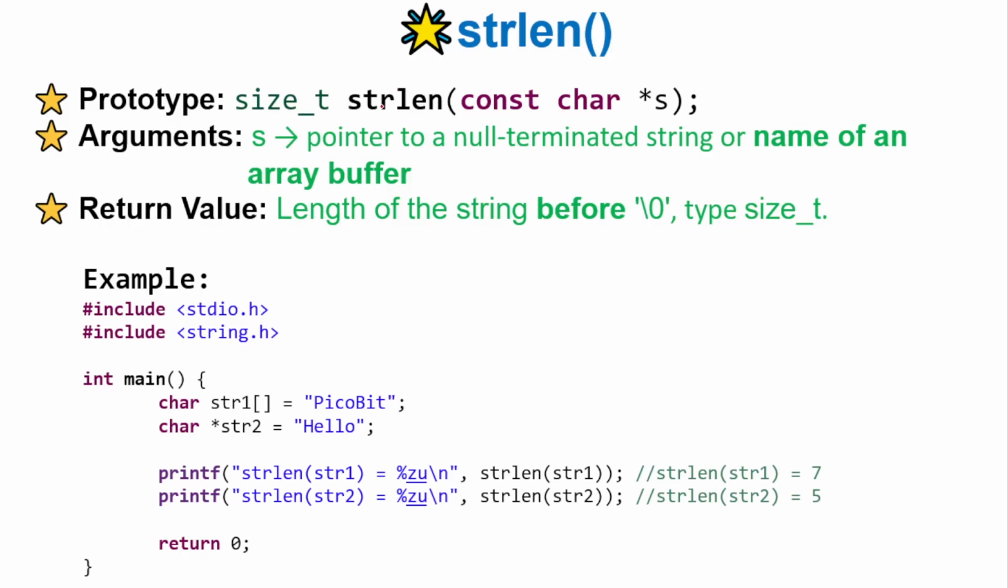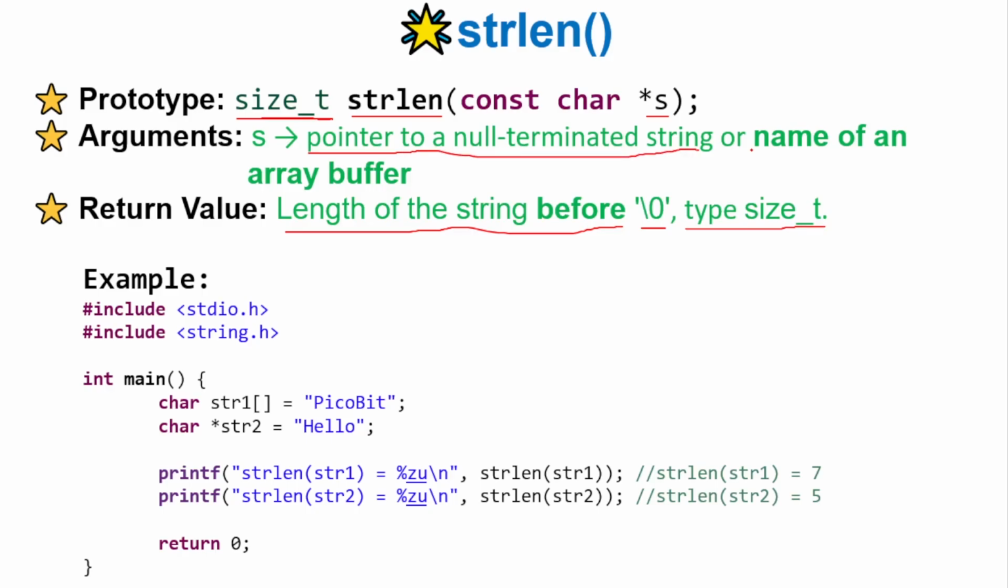strlen. strlen scans the string from the first character until it reaches the null terminator. It returns the number of visible characters, not including the terminator. Because the length cannot be negative, the return type is size_t. You can pass either an array name or a pointer to a character buffer.